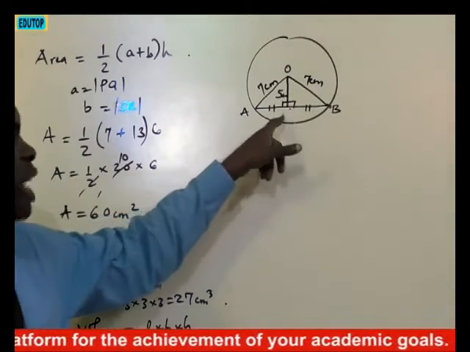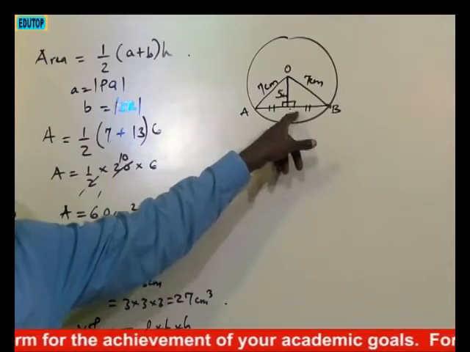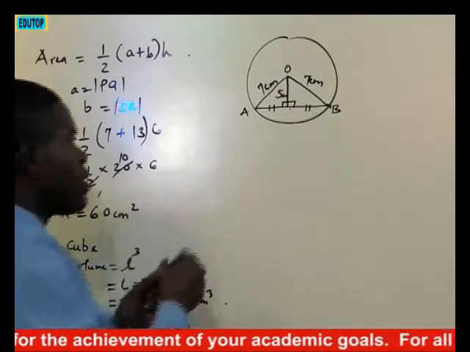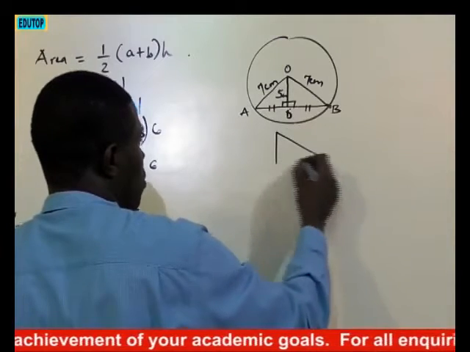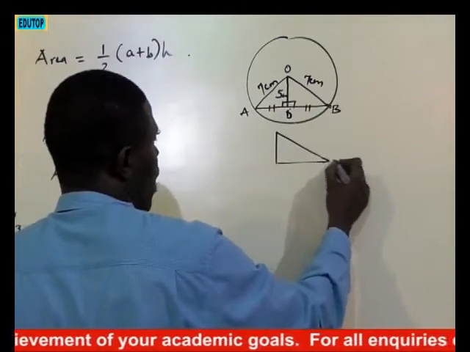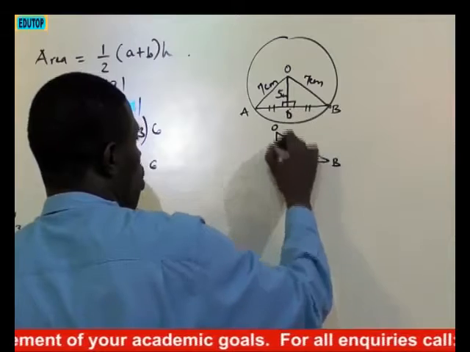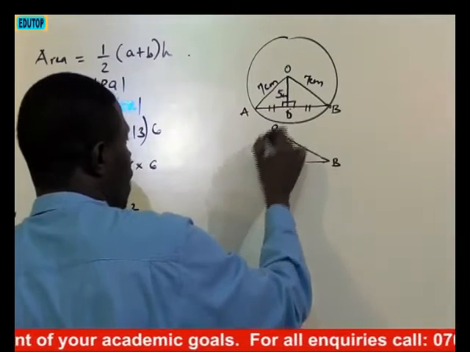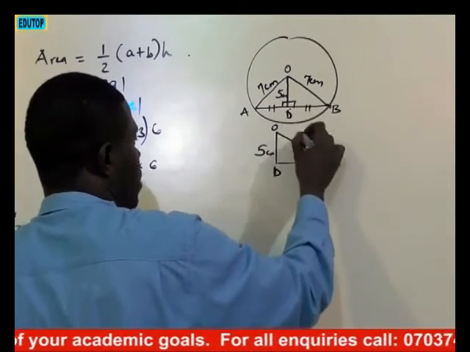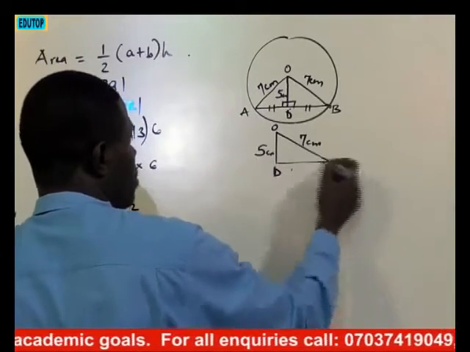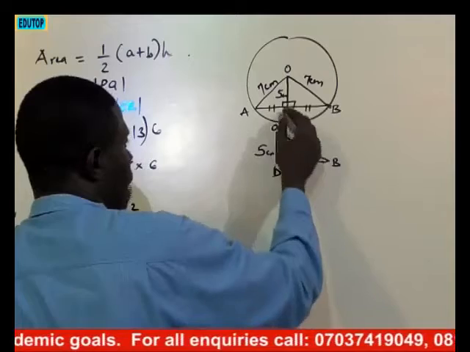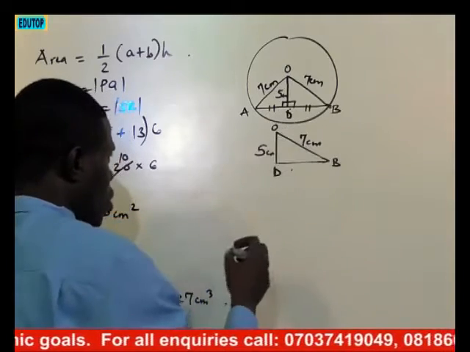So in that situation, I can use Pythagoras theorem. Let's say this is D. So I have a right angle triangle looking like this. This is B, this is O, this is D. This one is 5 centimeter and this is 7 centimeter. So I want to calculate this side, that's dB. If I calculate dB and multiply by 2, then I will get the length of the chord.